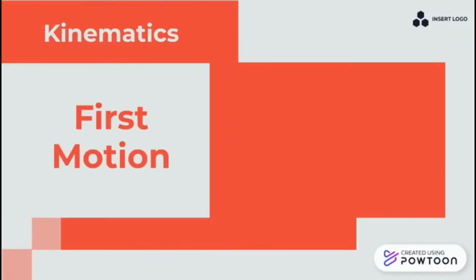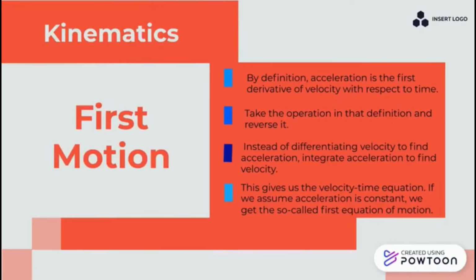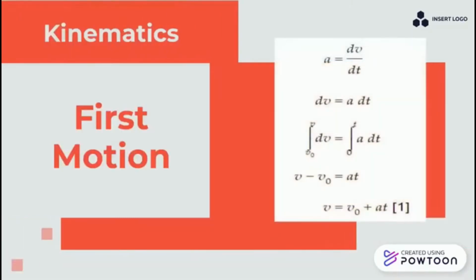For the first motion, by definition, acceleration is the first derivative of velocity with respect to time. Take the operation in that definition and reverse it. Instead of differentiating velocity to find acceleration, integrate acceleration to find velocity. This gives us the velocity-time equation. If we assume acceleration is constant, we get the so-called first equation of motion. This is the step for the first motion.